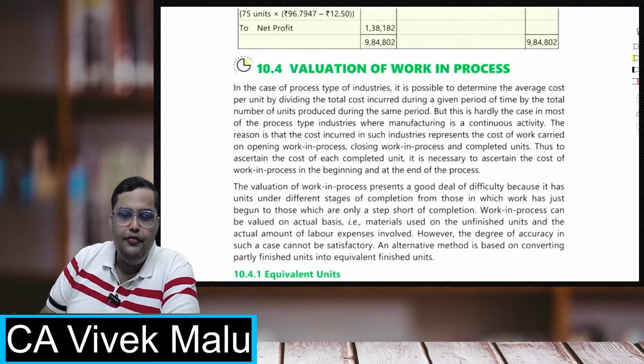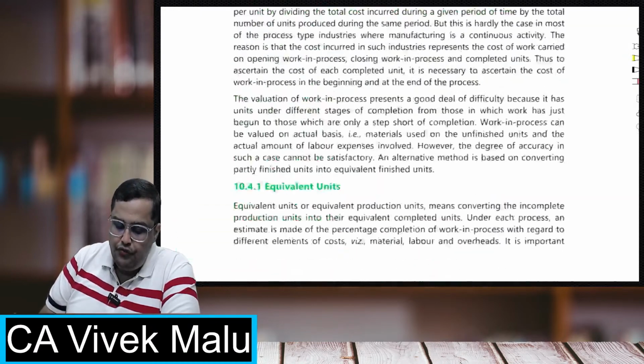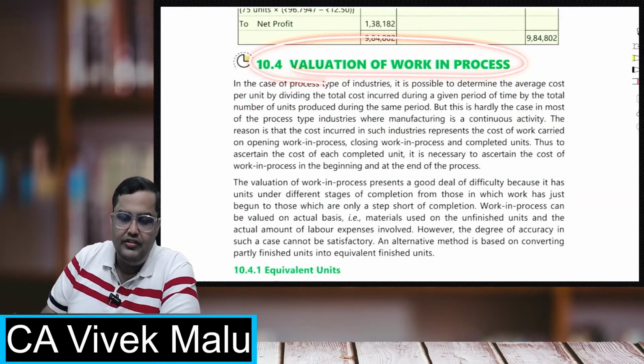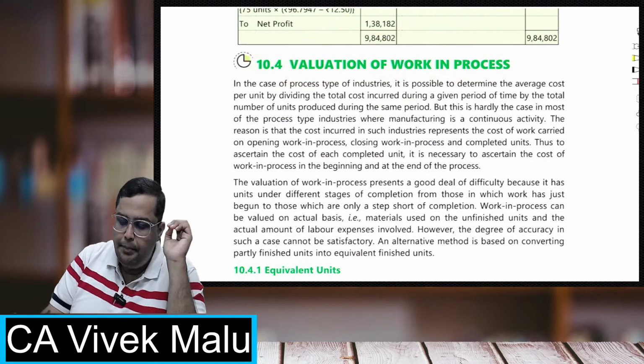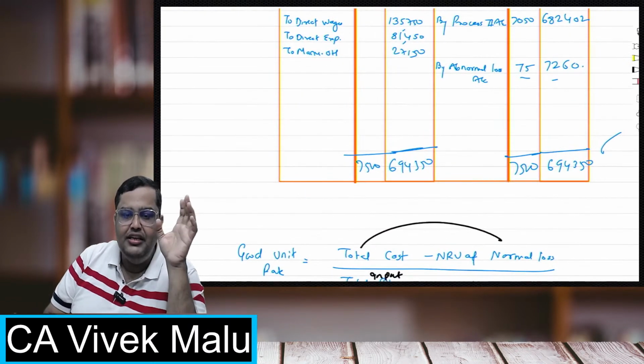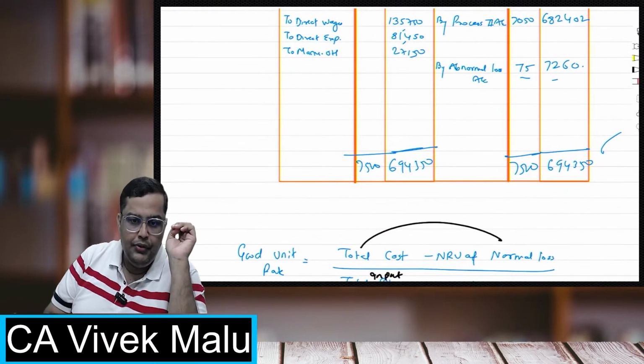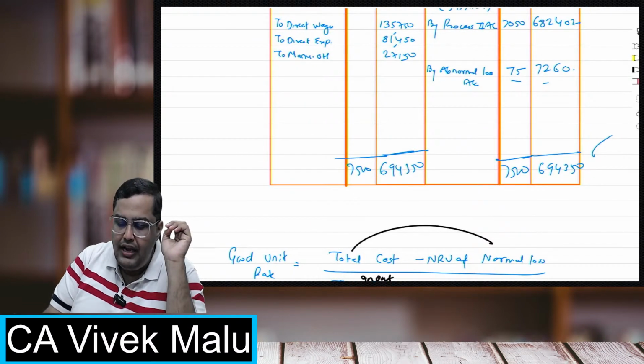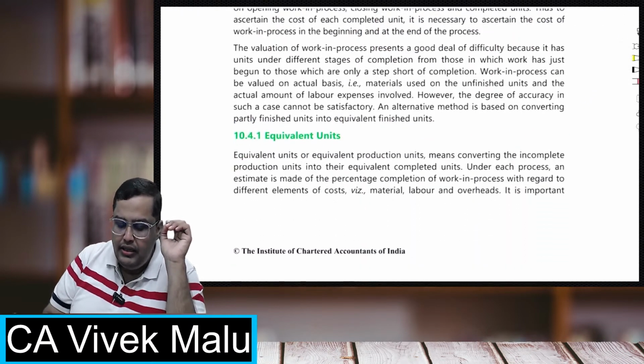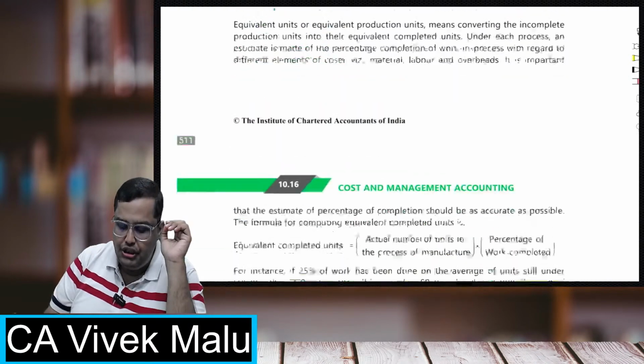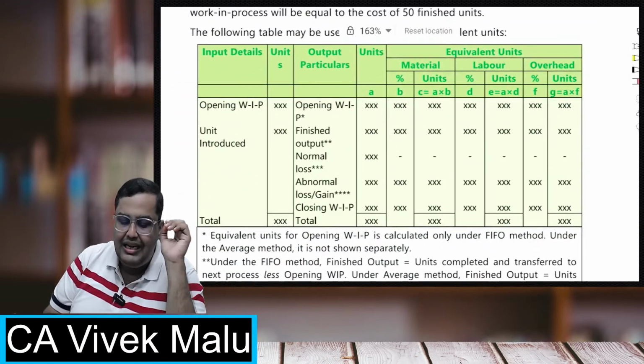There is a concept of equivalent production over there. So whenever you value work in process, it is going to become challenging. The previous questions were easy. Why they were easy? Because there was no WIP. But now what will happen if there is some WIP? There is a concept of equivalent production. And we try to make a chart like this.